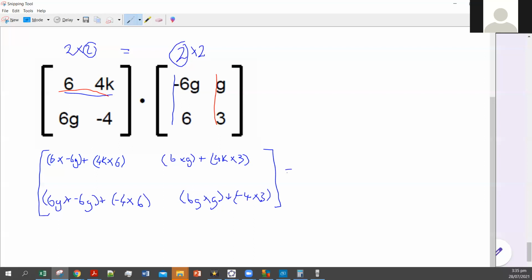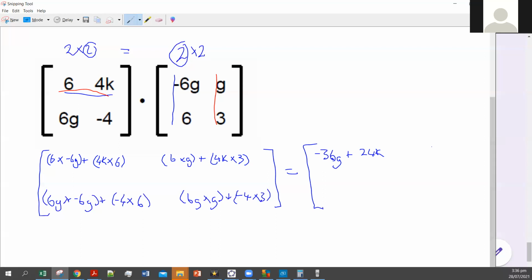And that will now be simplified to what we have. 6 times 6 is minus 36. And there's only one g plus 4 times 6, 24. Okay. That is the first answer for the first row.